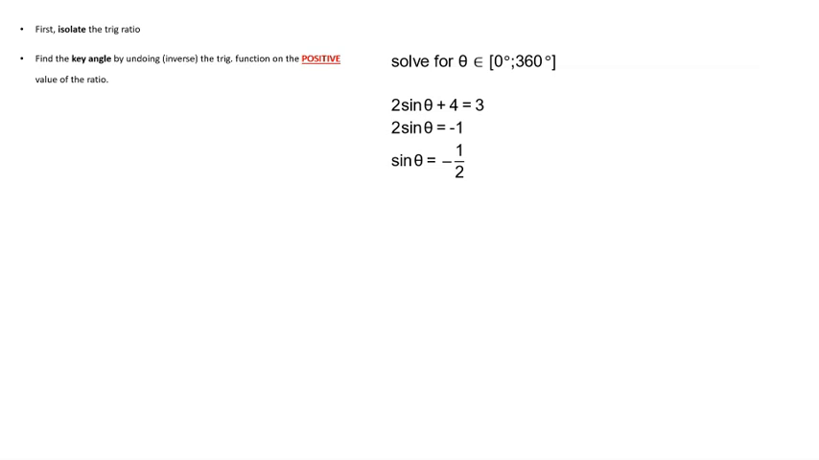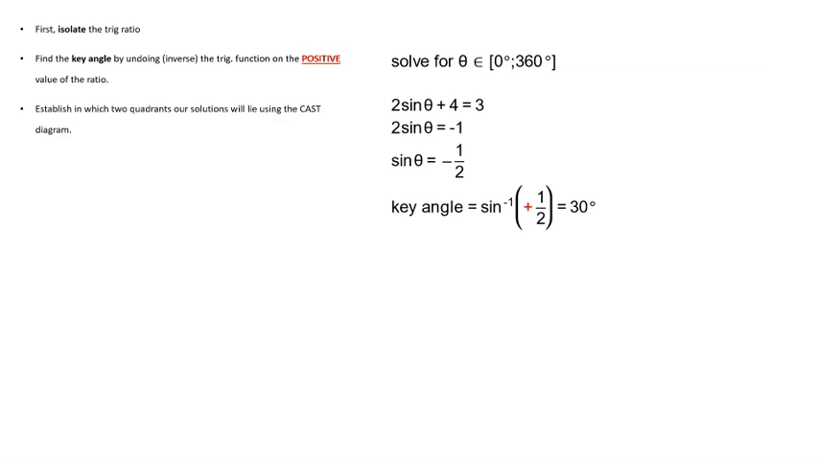The next thing we do is we find a key angle. And this is a really important idea, that we don't put the negative into the calculator. We just find the inverse of the trig function on the positive value of the ratio. I've actually written a +1/2 there just to emphasize that. We get 30 degrees. In this case, 30 degrees is not a solution, but it's the angle that will enable us to find the solutions.